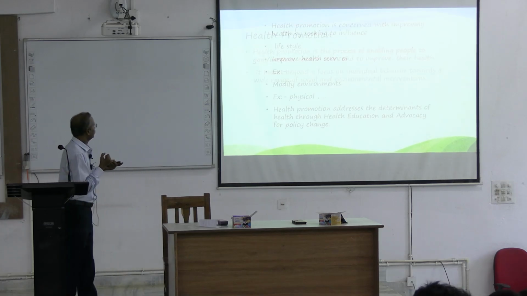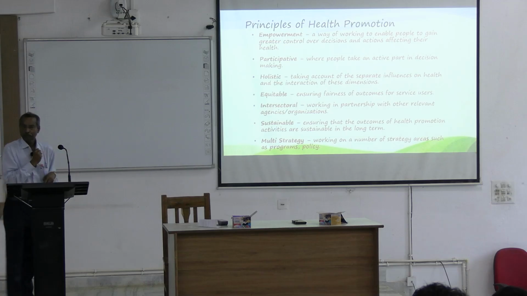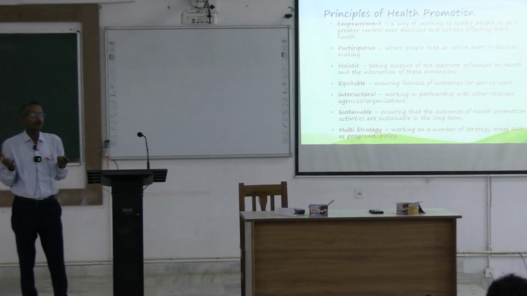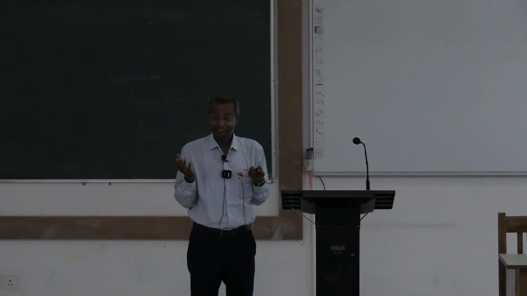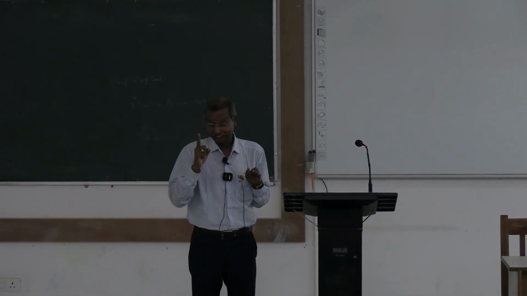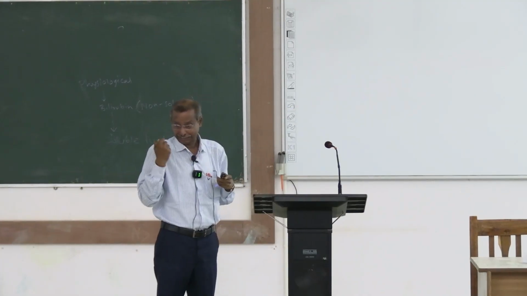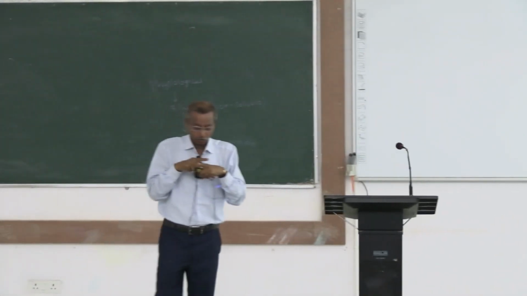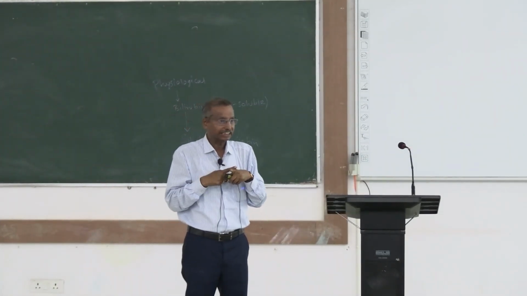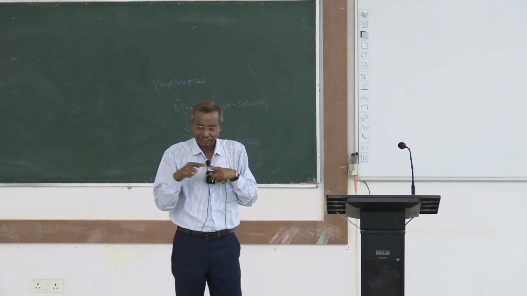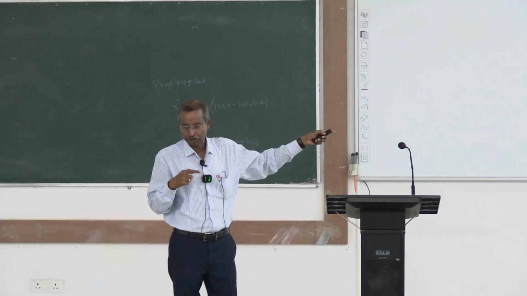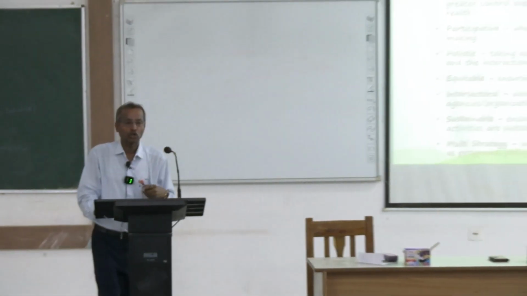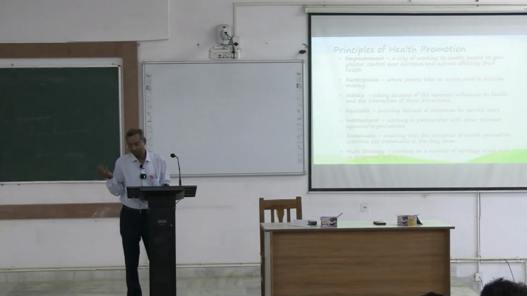That is health promotion. There are some principles of health promotion. Empower the people. That means assist people so that they can take the correct decisions. Where people take part actively. And the third one is holistic. There are different determinants, and each determinant is important. Each determinant influences health, and there are interactions between these determinants. That approach is called the holistic approach. And the next one is equitable. Whether rich or poor, the outcome must be fair.